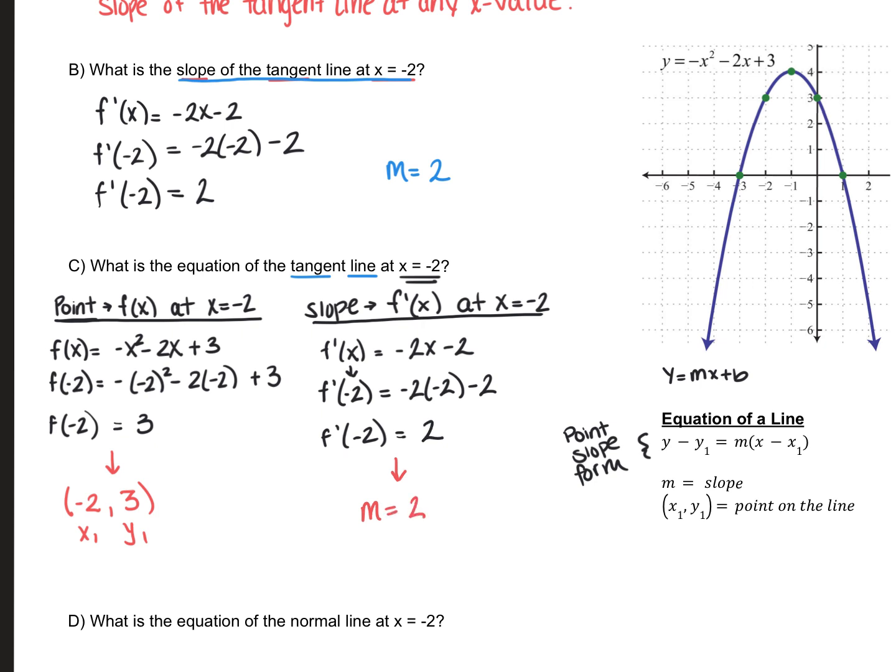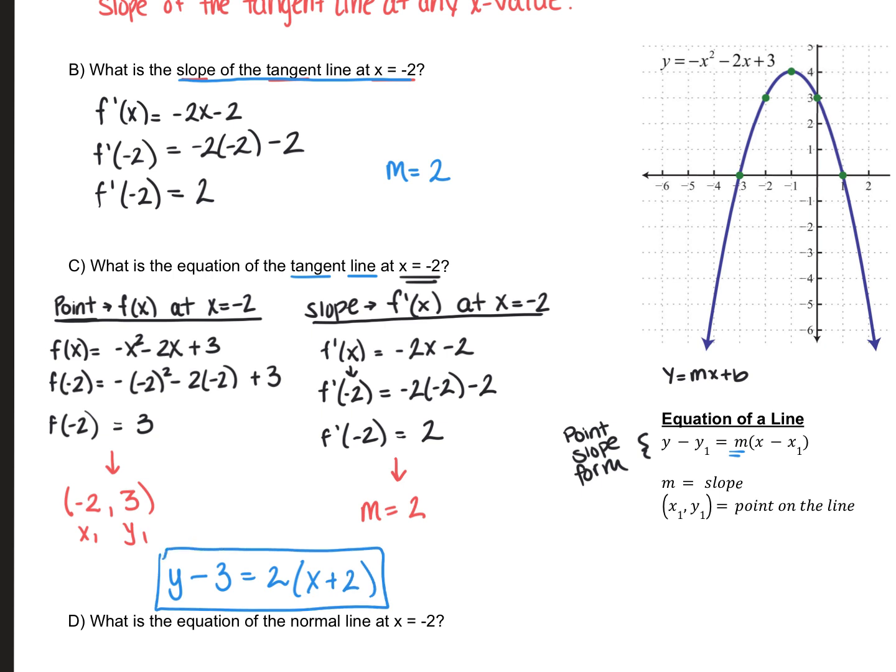And all we're going to do now is just put it into the equation here. So y minus y1. So y minus my y1, which is 3, equals m, which is 2. And then x minus my x1, which is -2. So that double negative will make this +2. And this is the equation in point slope form of my tangent line.